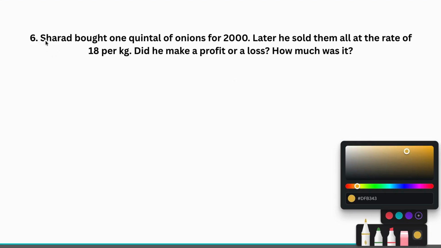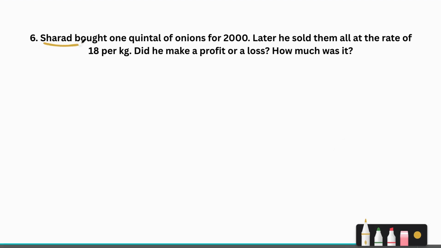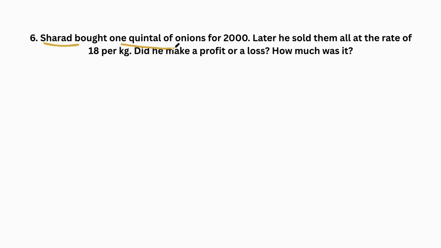So in the sixth question, Sharad bought 1 quintal of onions, okay, for rupees 2000. That means this is his cost price, and later he sold them all, okay, at a rate of 18 per kg. That means 1 kg for 18 rupees. And how much he bought? 1 quintal. Now they are asking us, did he make a profit or a loss like the previous question? And they are asking to calculate how much it was.